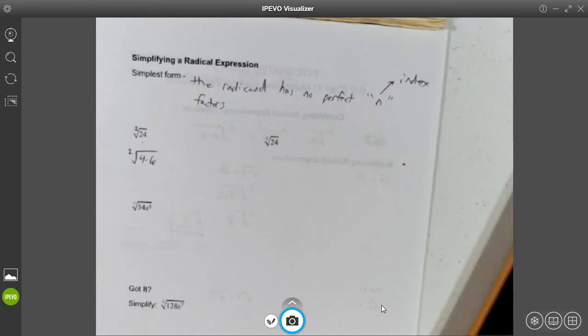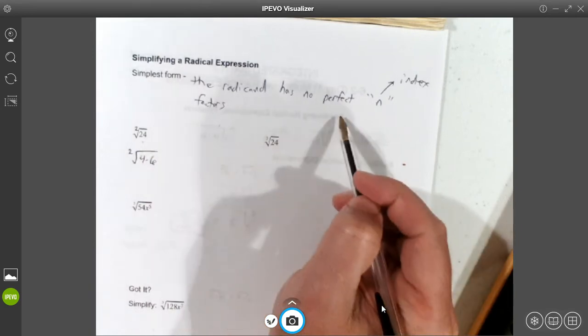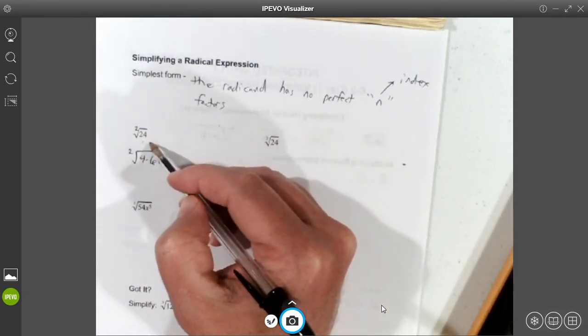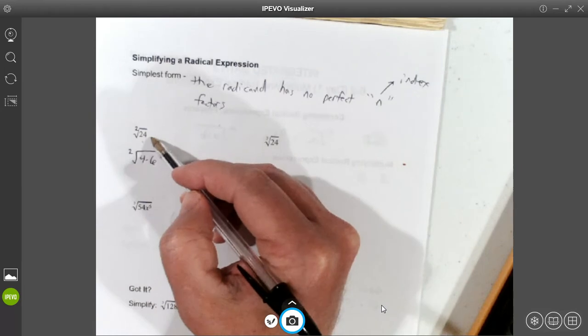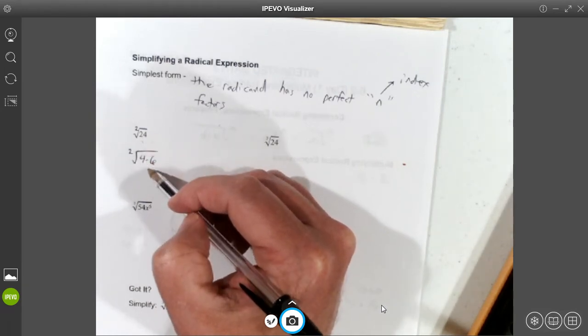What I want you to catch here is that since this radicand, 24, has a perfect square factor, this is not in simplest form. I'd like to put it in simplest form, and here's how I'm doing this. I can write 24 as 4 times 6. And now I'm going to go back to this.